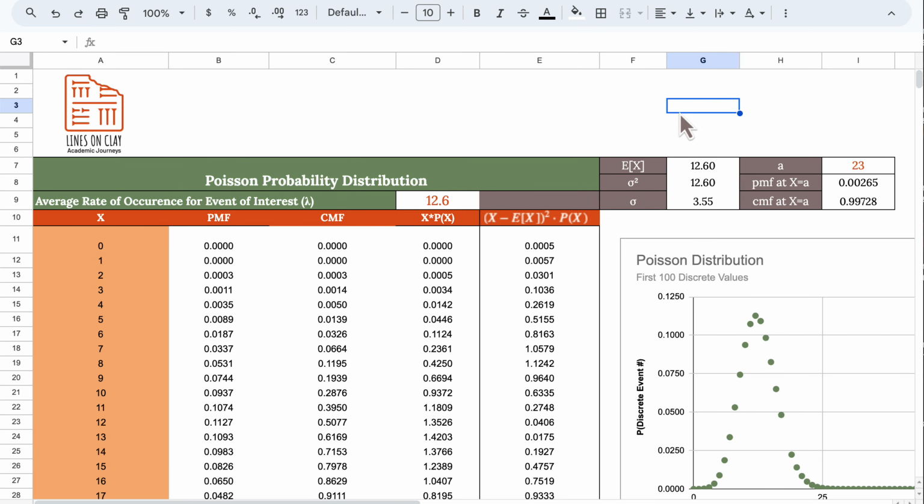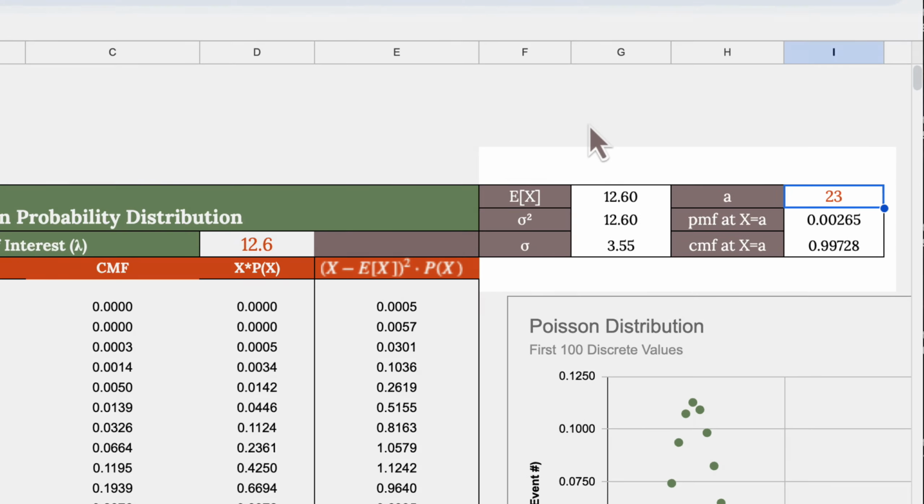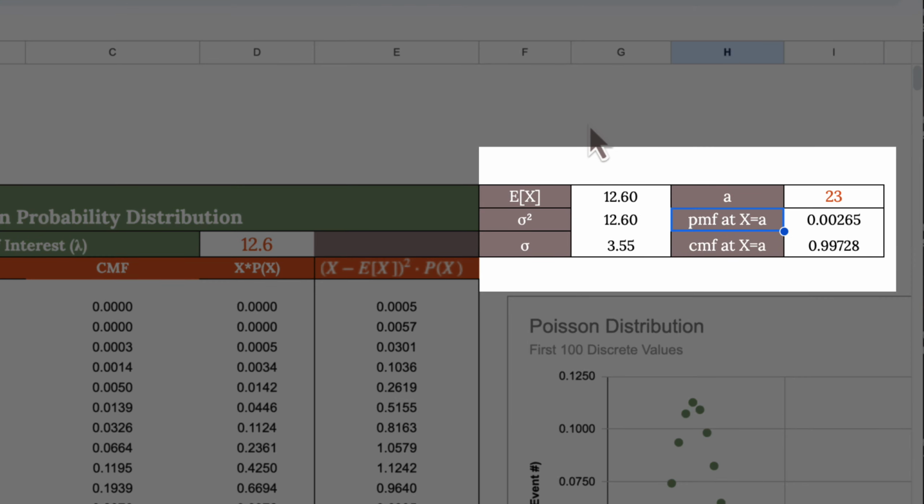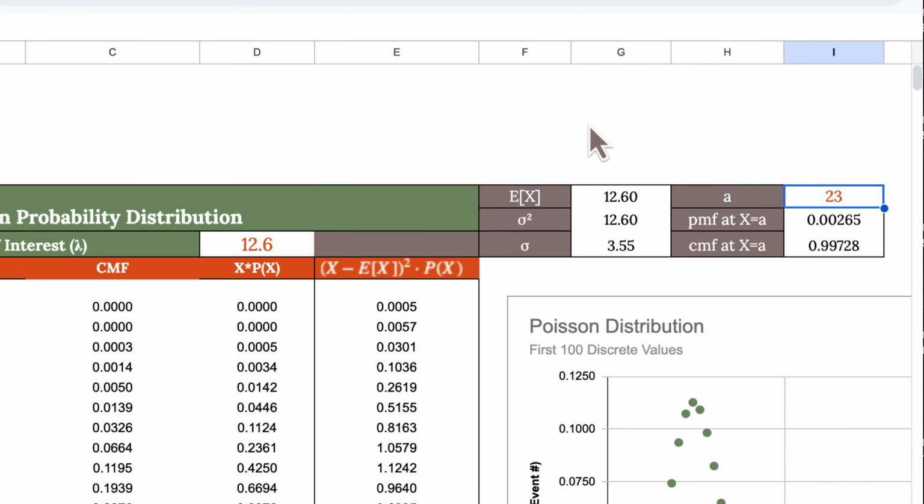The last thing I want to turn your attention to, and this is going to be helpful in the exercises for you in the next path, is these values here. We have the PMF at x equals a and the CMF at x equals a. And these are your standard statistics textbook problems. Someone says, well, what is the probability, given a long run average of 12.6, that you would see exactly 23 customers? Well, you can go right here and it would be 0.00265. It would be the probability of seeing exactly 23 customers. And for the CMF value of seeing 23 or fewer customers, it would be 99.728%.